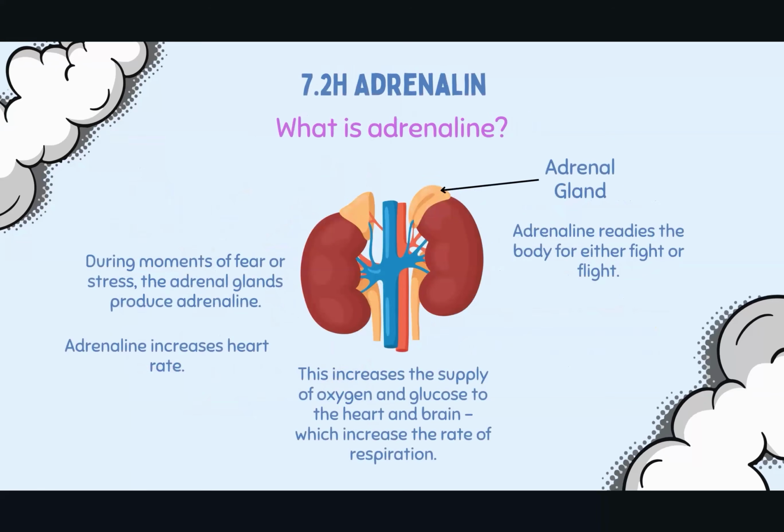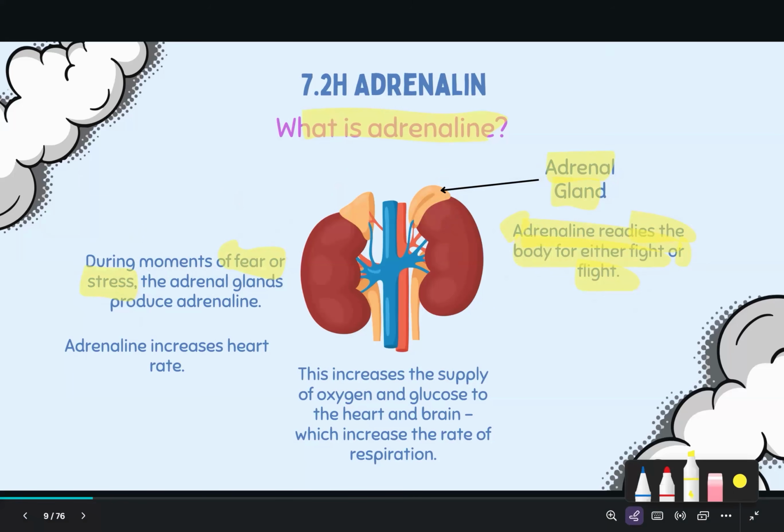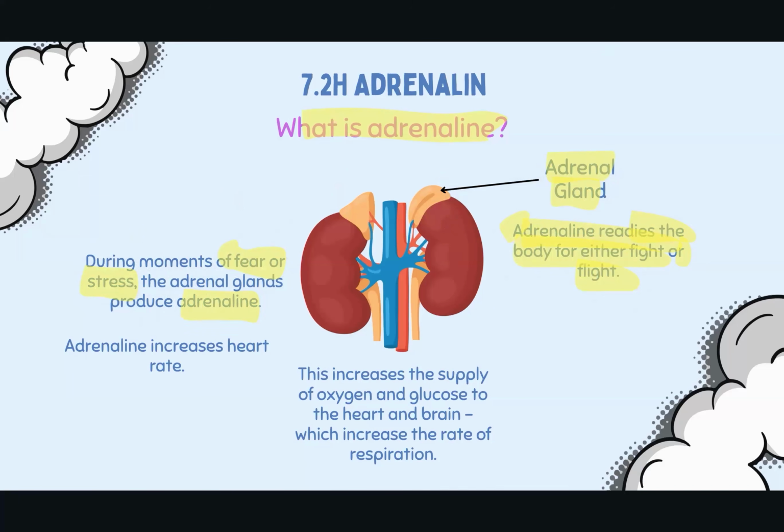Okay, so let's start with adrenaline. Now, adrenaline is released by the adrenal gland, right by the kidneys. Adrenaline readies the body for fight or flight. Now, there's a reason why. Whenever we have moments of fear or stress, the adrenal gland releases adrenaline. Now, what the adrenaline does is it increases the heart rate.